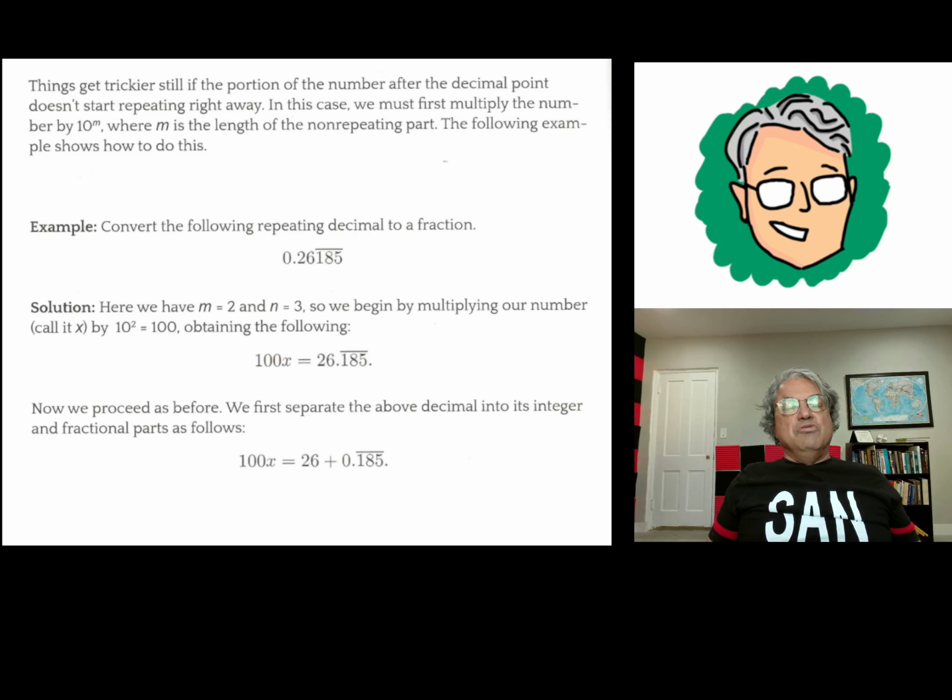And now we just do what we were doing before. So we rewrite 0.185 repeating as 185 over 999, because we have a period of 3, which means the denominator is going to be 10 cubed minus 1, or 1,000 minus 1, which is 999. So now we just have to simplify 185 over 999. If you calculate the GCD of 185 and 999, you'll find that's equal to 37. And 185 over 37 is 5, and 999 over 37 is 27. So that means it simplifies to 26 and 5/27.